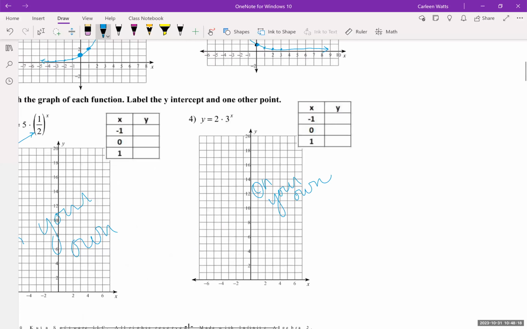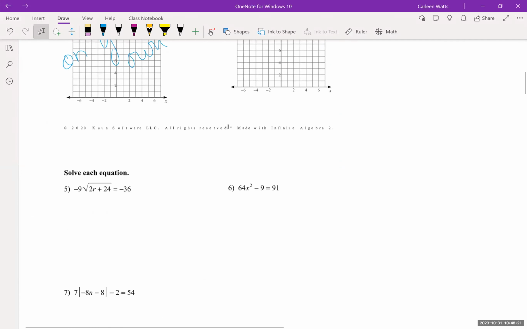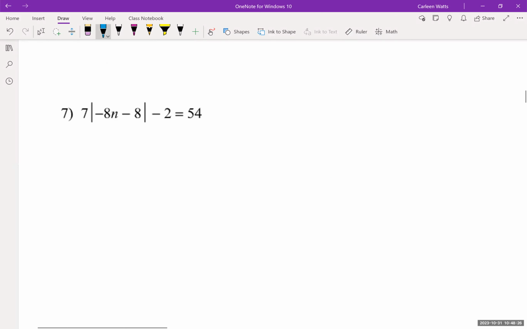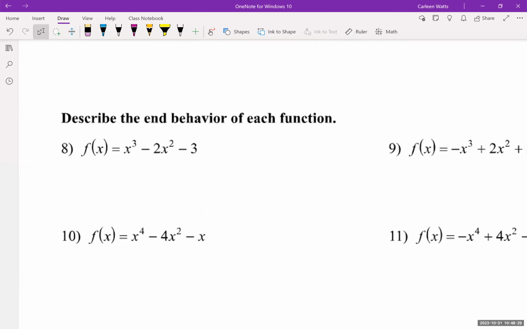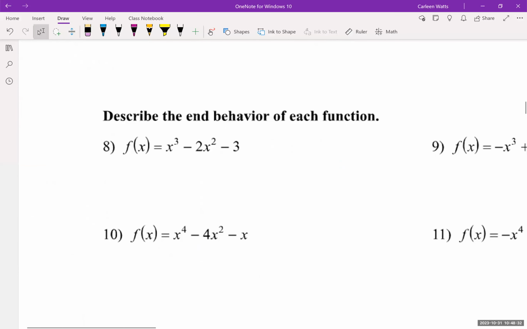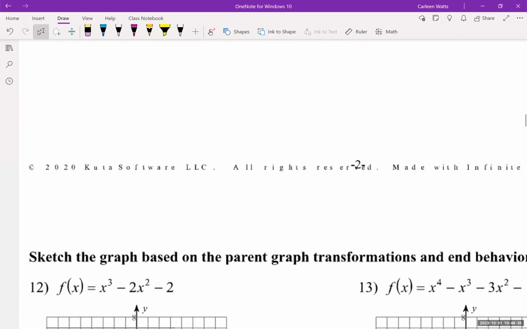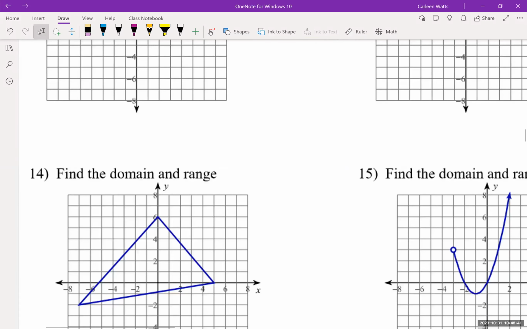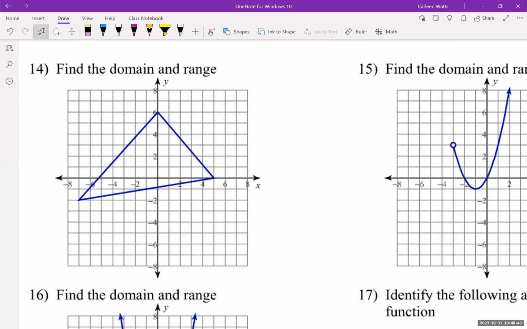Otherwise, you're going to plug that into your calculator and make a little graph. Okay. We're going to do these at the end. Okay, we're going to go backwards. Let's talk about domain and range. Okay, so we are going to draw a box around the function.